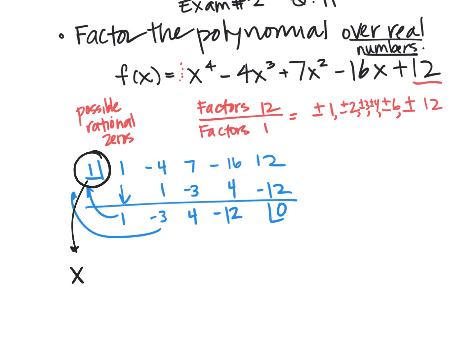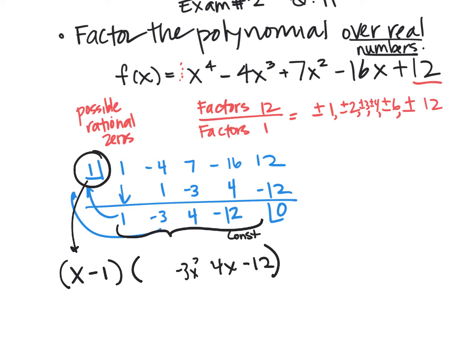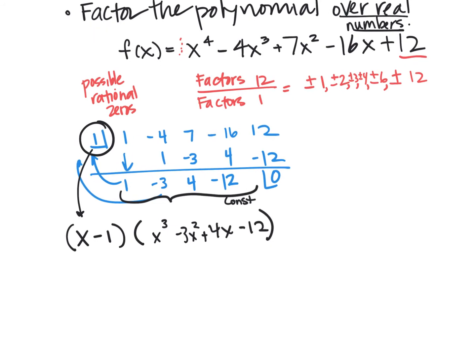Then I know that it comes from a factor x minus 1. Because we're doing synthetic division, we know that x minus 1 times the polynomial represented here. Remember, negative 12 is our constant term, and then we have 4x, and then we have 3x squared, and then 1x to the 3rd power. So we've started factoring f of x using synthetic division to break apart our polynomial.